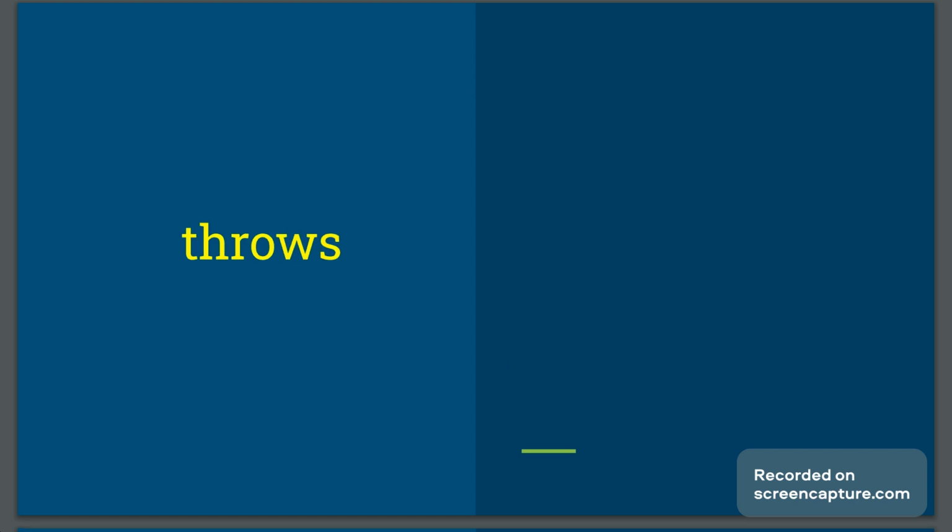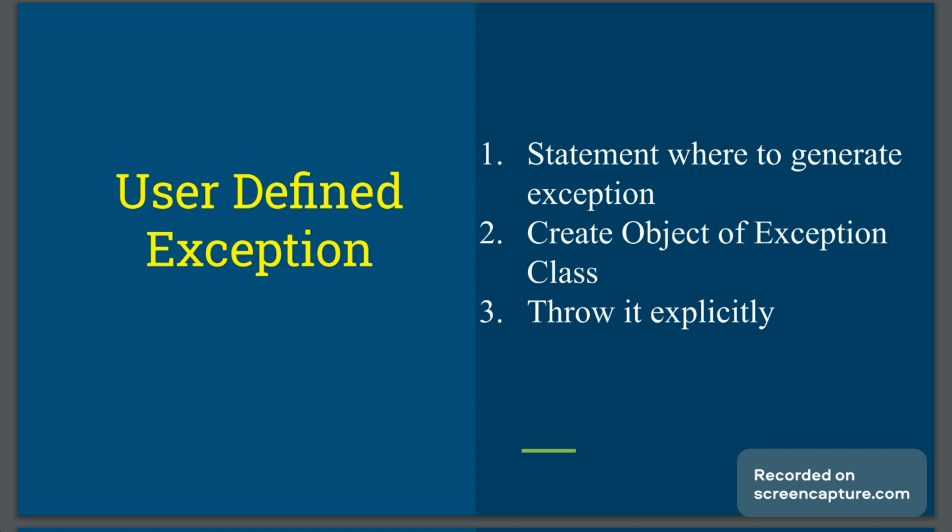Now the last keyword is the throw keyword, that is specifically used for creating a user defined exception, for creating our own exception as per our project or as per our application. So we have to think of the flow. We have to think about the statement where we want to generate an exception. And at that time we have to create an object of the exception class, and we need to throw it explicitly.